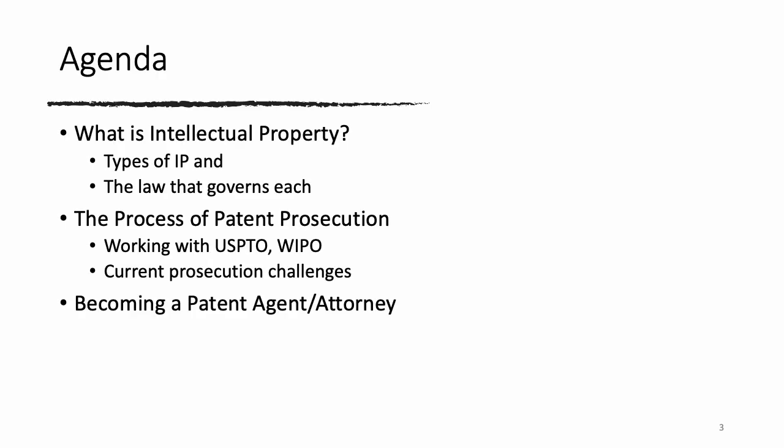So what we're going to talk about today is, first, walk through the different types of intellectual property, with a light touch on the law that governs each of them, so you understand what they are. Then I'll walk you through the patent process, both in the U.S. Patent and Trademark Office, and WIPO, the World Intellectual Property Organization. It's not the only place you go, but it's where you would typically go to get patent protection internationally. We'll talk a little bit about some current prosecution challenges, particularly related to software, which is important to us, and then I'll touch a little bit on being a patent agent or an attorney.